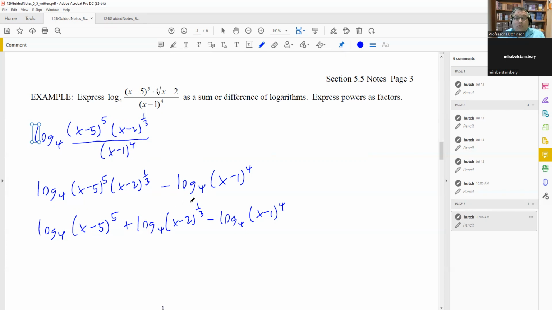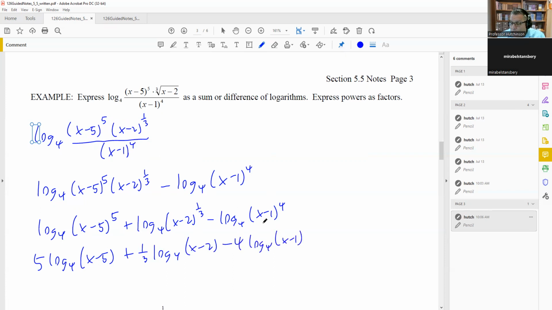Now the last step is we still have to express the powers as factors. So we have to bring the 5 down in front. So 5 log base 4 of x minus 5. We have plus 1/3 log 4 of x minus 2 minus 4 log 4 of x minus 1.